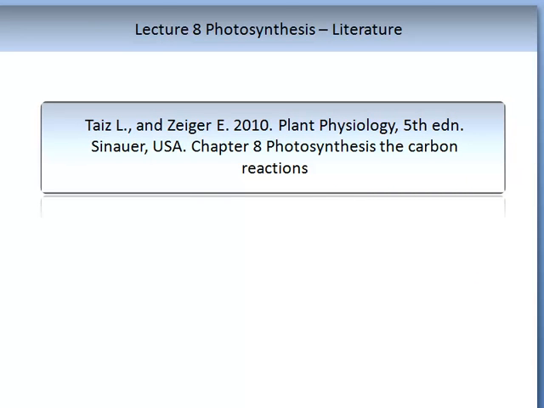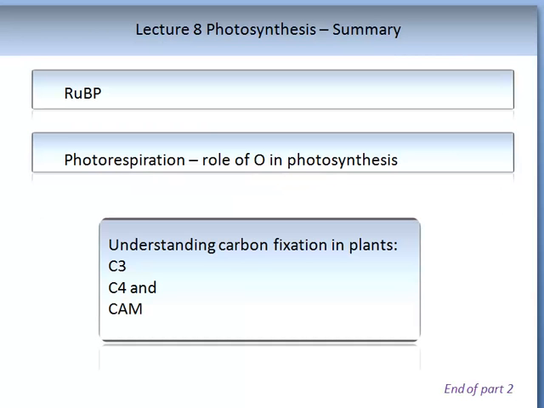In part 1 of the lecture on photosynthesis, you were asked to read the Taiz and Zeiger chapter on plant physiology, chapter 8, photosynthesis, the carbon reactions. Now that you have listened to this lecture and begin to understand the differences between the C3, C4 and CAM, I'd like you to review that and insert any additional notes that you feel will complement this topic in this section in your notes.